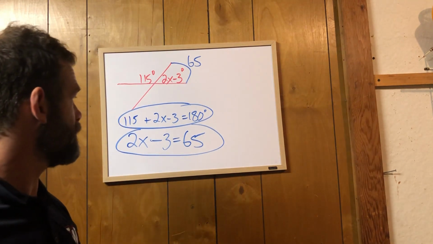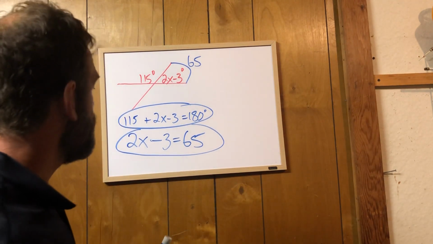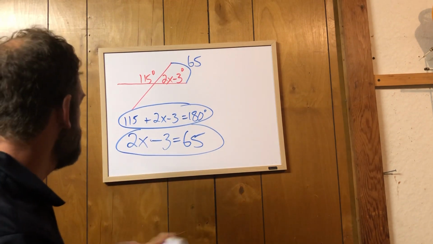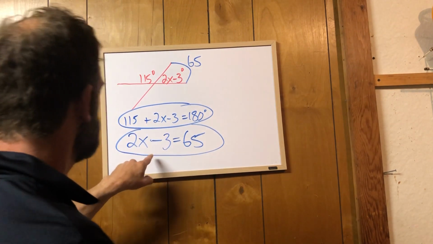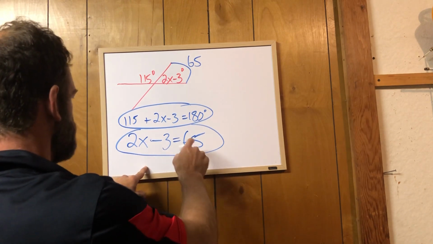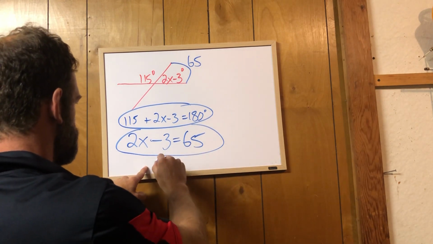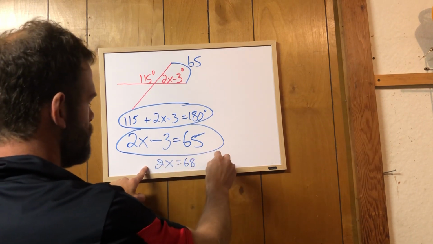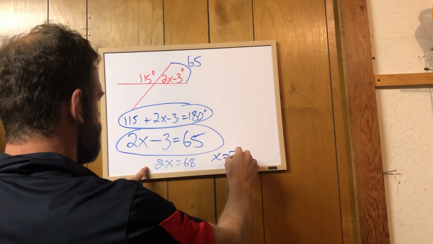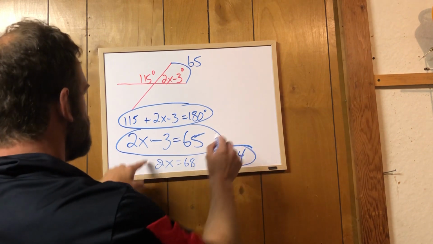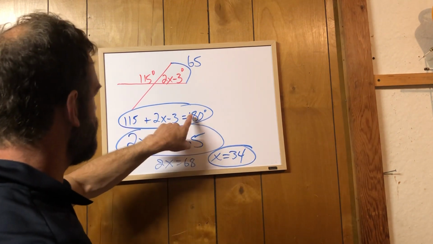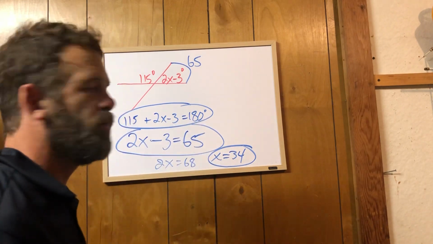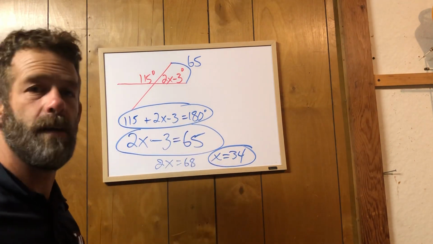Now the question is solve for x. It doesn't matter how I do it. If I add 3, I get 68. 2x equals 68. Divide both sides by 2, and x is going to equal 34. Same with this one: if I subtract 115, add 3, and then divide by 2, I end up getting 34. No matter how I set it up.